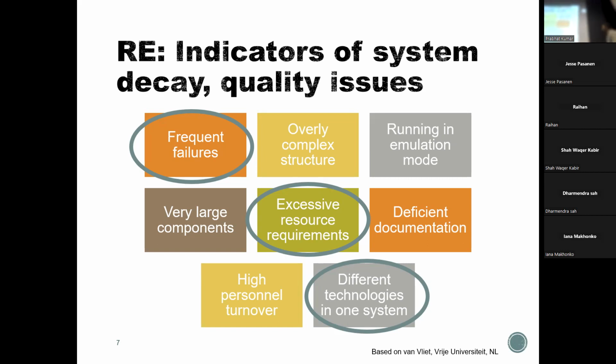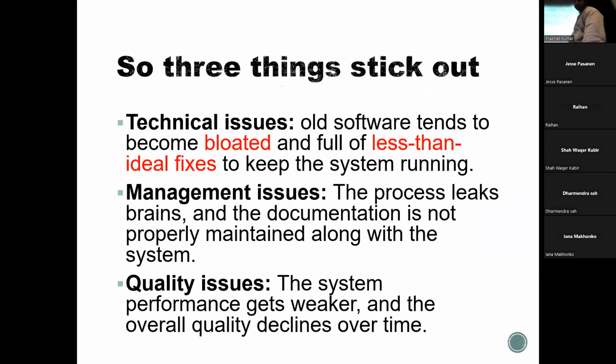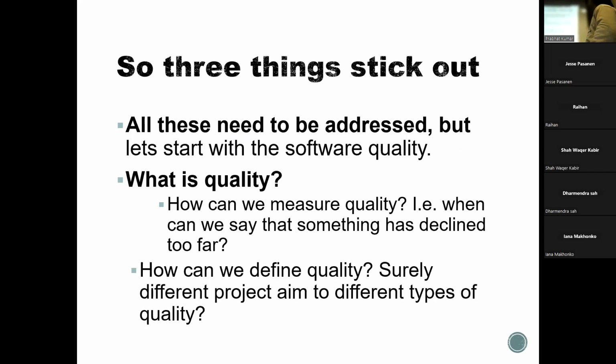So if you see these 8 bullet points, what things actually came out of them? There are 3 main things that came out from these 8 points. First was technical issues, second was management issues, and the third is quality issues. So we saw why we are getting technical issues, what the management issues are, and what the quality issues are. All 3 of them are very important for us, but right now we are going to concentrate only on the third one, which is quality.